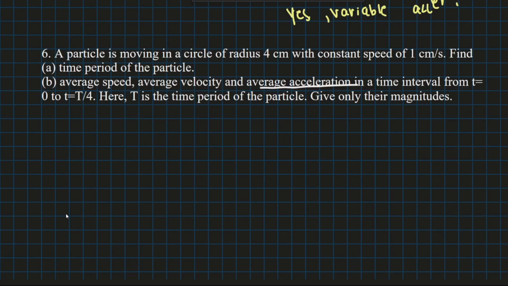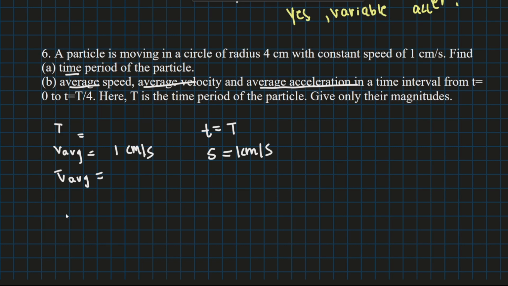In this question, we need to find the time period, the average speed, and the average velocity. We have been given the time as t, and also that the speed of the particle is 1 centimeter per second. By this given information, because the speed is constant, the average speed is also constant, so we directly got the answer.